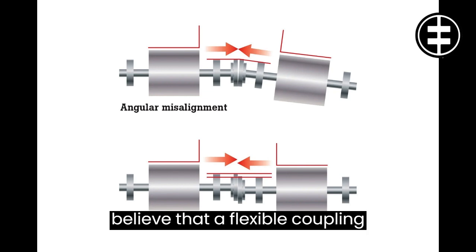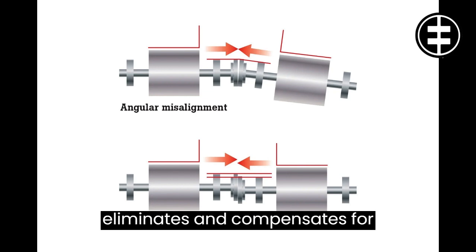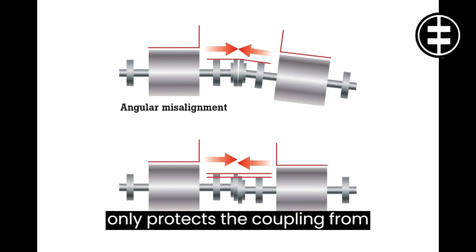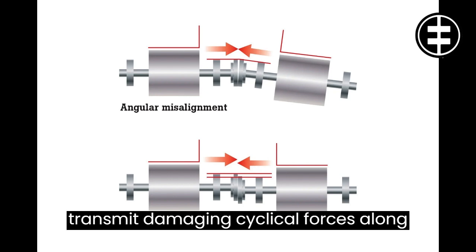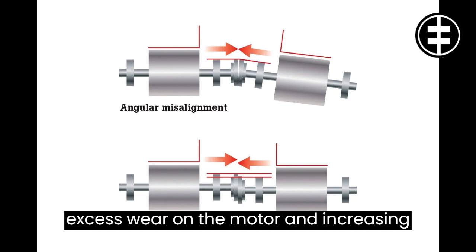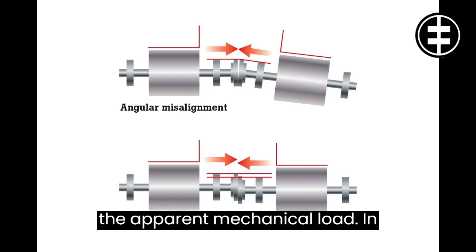Many professionals believe that a flexible coupling eliminates and compensates for misalignment, but a flexible coupling only protects the coupling from misalignment. Even with a flexible coupling, a misaligned shaft will transmit damaging cyclical forces along the shaft and into the motor, leading to excess wear on the motor and increasing the apparent mechanical load.